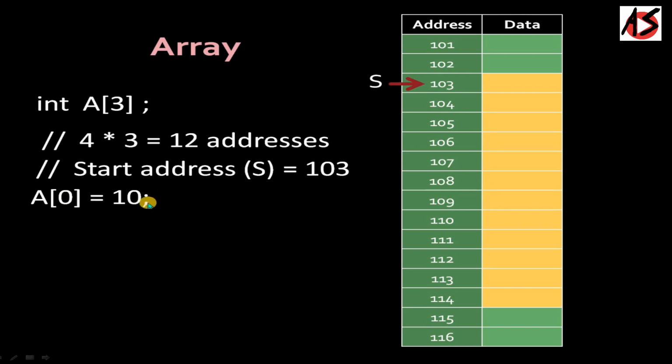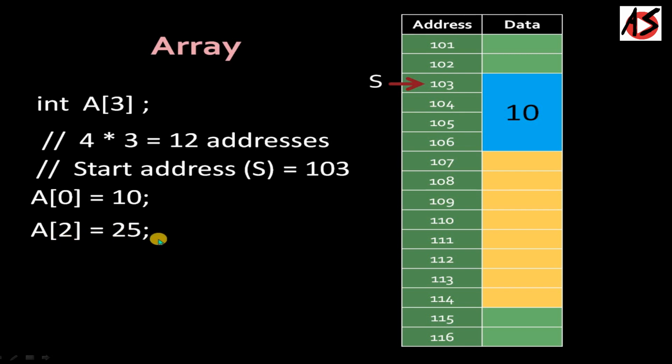If you want to store 10 in the 0th position, what happens here? The operating system allocates 4 bytes, as the size of an integer element is 4. It gives 4 bytes to store our element 10, and 10 is inserted into the continuous 4 bytes, that is 103, 104, 105 and 106. Now suppose we want to insert another element at the second index, that is 25.